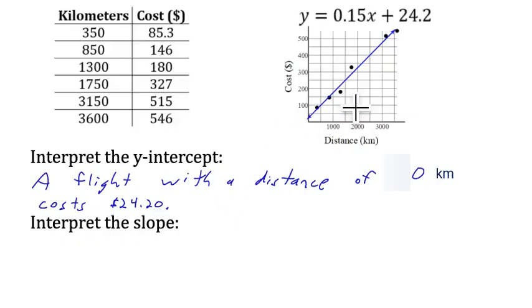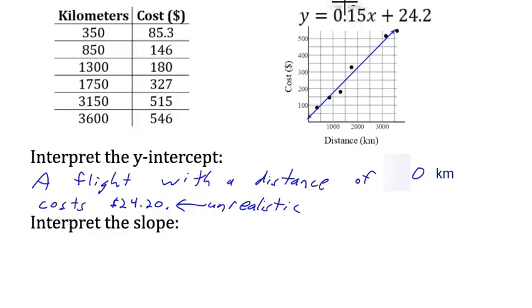Notice that this model used distances that range from 350 kilometers to 3,600 kilometers. So making predictions with it outside of this range, like a distance of 0, may produce unrealistic results. There's actually a word for what we call it when a model is used to make predictions outside of the range of the data. It's called extrapolation, and it should only be used with great caution.